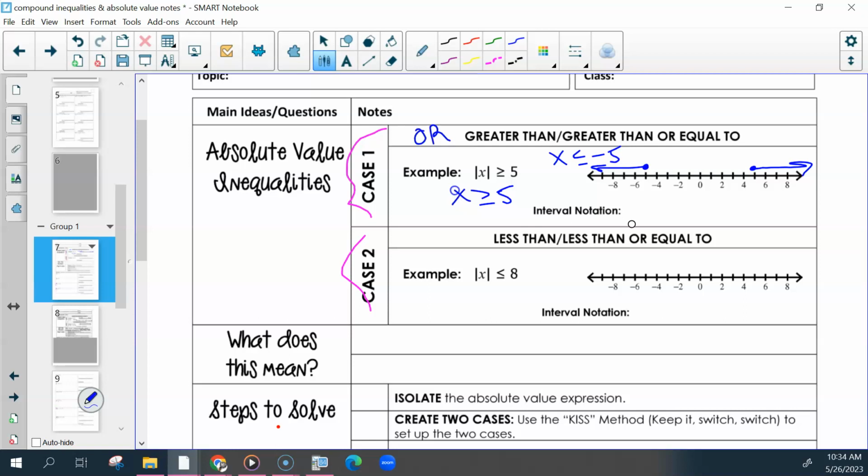If we were to write the interval notation, we would look at words that start. It keeps going to the left, so it would start at -infinity. It would stop at -5. These are closed, so bracket. Write OR in between them. Starts again at 5, again closed, so bracket, and ends at infinity.